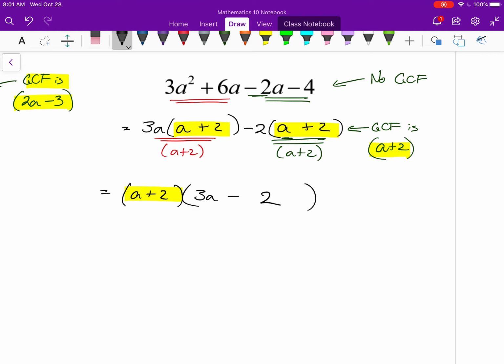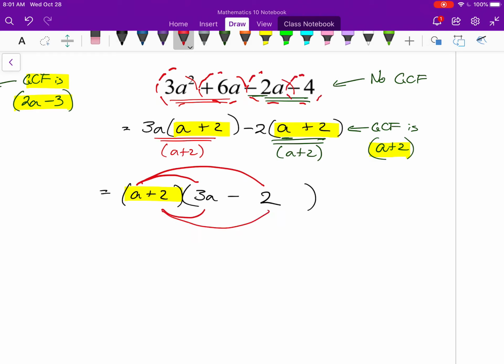And notice, if I actually went back and multiplied this out, if I FOIL this out, a times 3a is 3a squared. A times negative 2 is negative 2a. 2 times 3a is positive 6a. 2 times negative 2 is negative 4. So I've kind of unfoiled in this case.